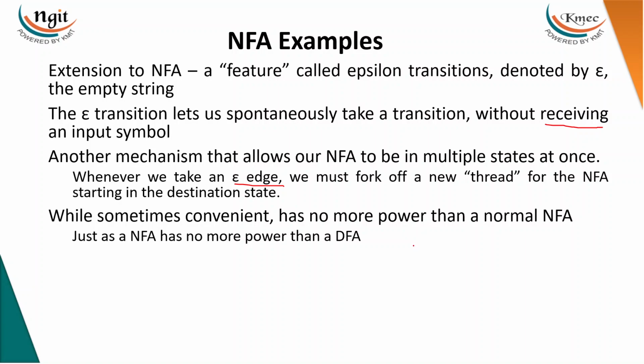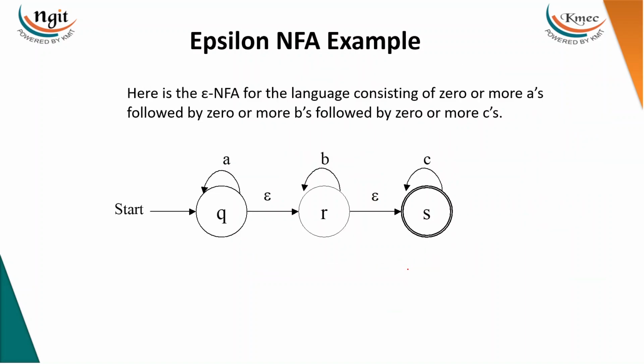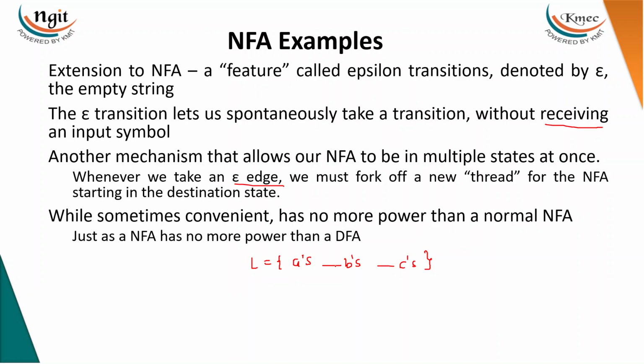The power means the number of languages accepted by each and every type is the same, but where it is going to be different is the design complexity of the language. For example, if you are asked to construct a finite automata for a language with any number of A's followed by any number of B's followed by any number of C's, or any number of ones followed by twos or sixes, whatever you want to take.